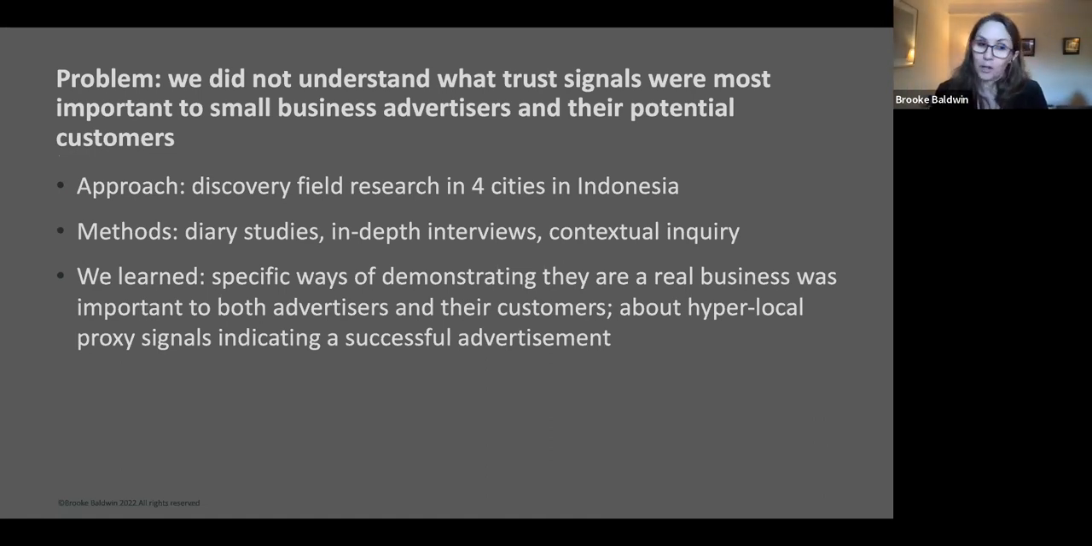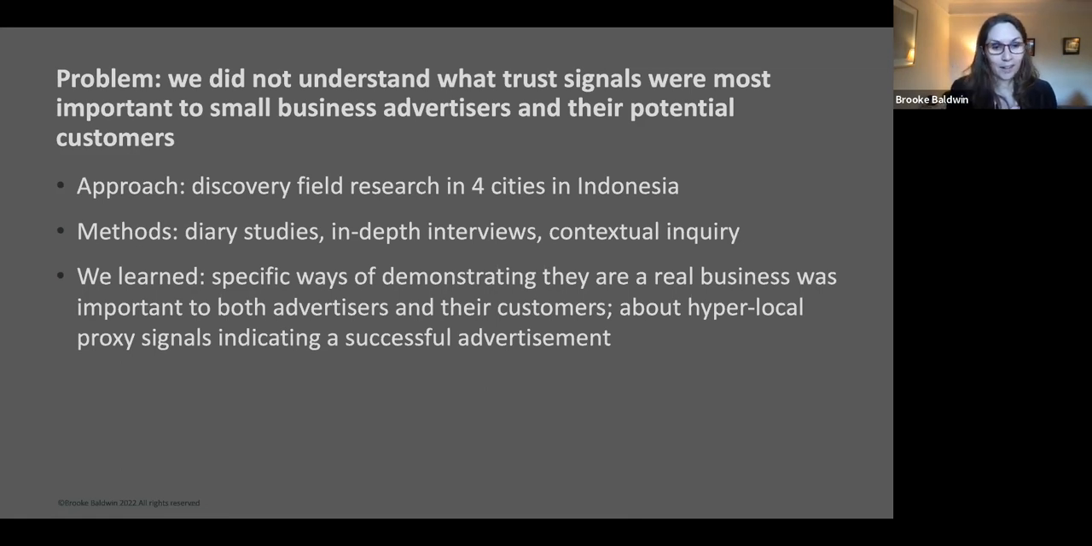We did a project, actually, not a quick one. We were in Indonesia for a couple of weeks to understand trust signals. Advertisers wanted to be able to prove, hey, I'm a trustworthy business. And customers wanted to be able to say, hey, is this a trustworthy business? I'm looking for signs and signals that indicate this is a trustworthy business. So for 2 weeks, we went to Indonesia in 4 cities to visit with customers and with small business advertisers.